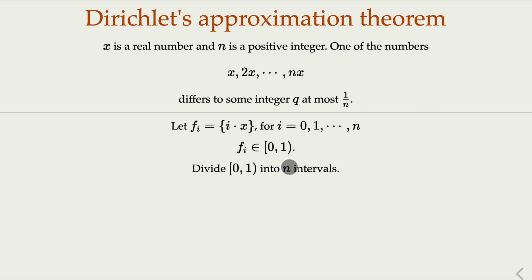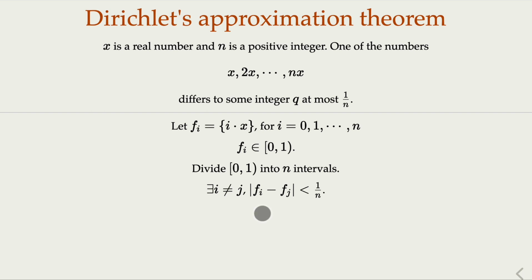Right? So with n intervals, but we have n plus 1 quantities, we can use the pigeonhole principle. It tells us that at least 2 of them fall into the same interval. If they fall into the same interval, then the distance is going to be less than 1 over n. That is, there exist i and j so that this is true.